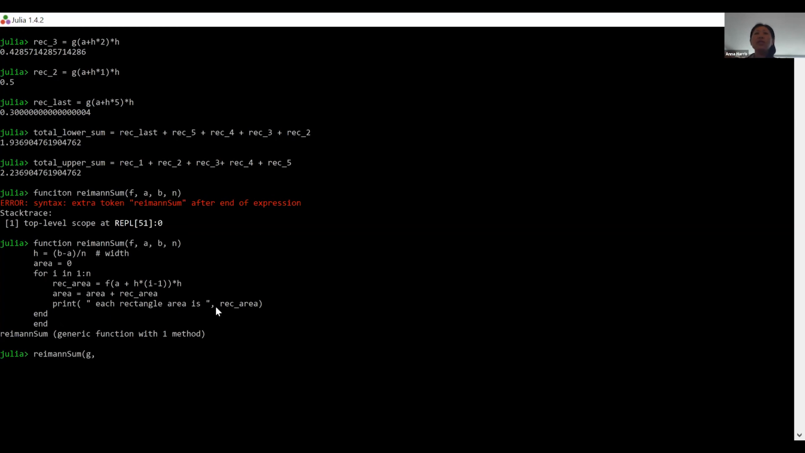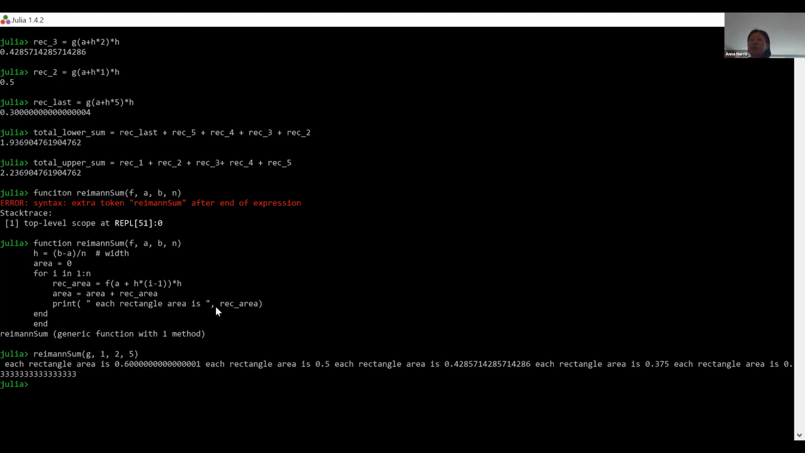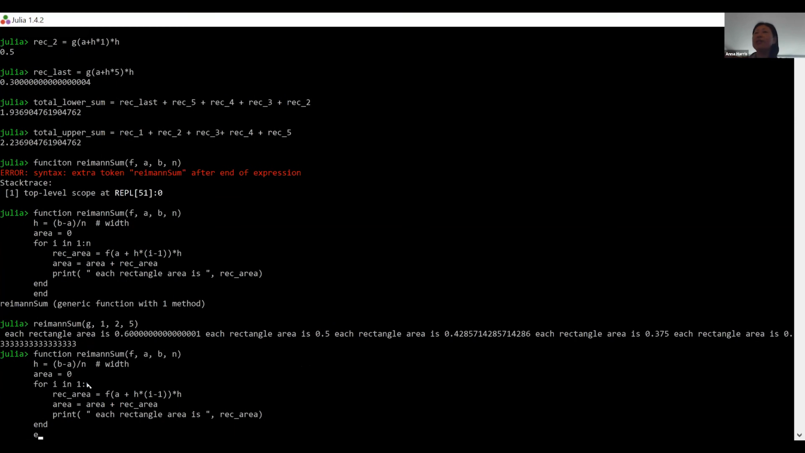So I'm going to use n equal 1, 2, and 5 rectangles. So it gives me each area. Very first one is 0.6, next one is 0.5, next one is this, next one is that. But I didn't add them all up together yet. Okay, so if I want to, I can also add it, put it in here. I can also print.